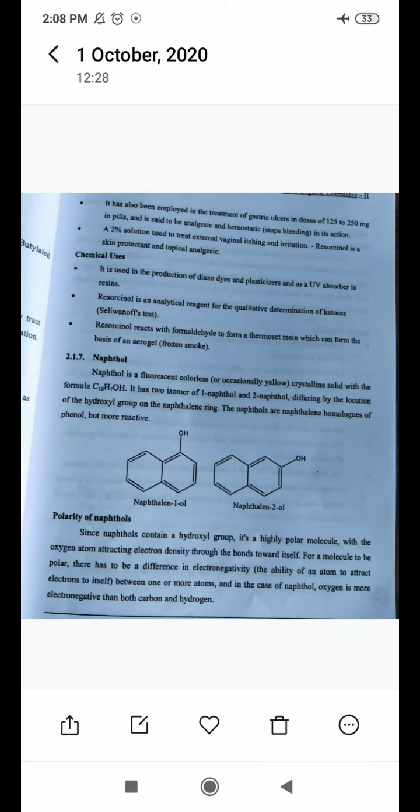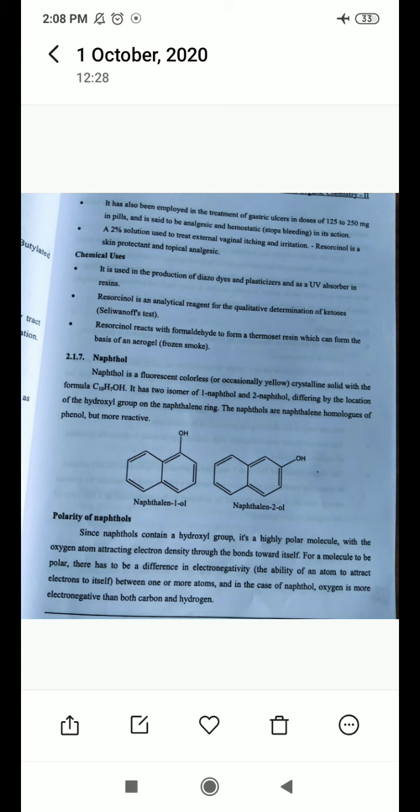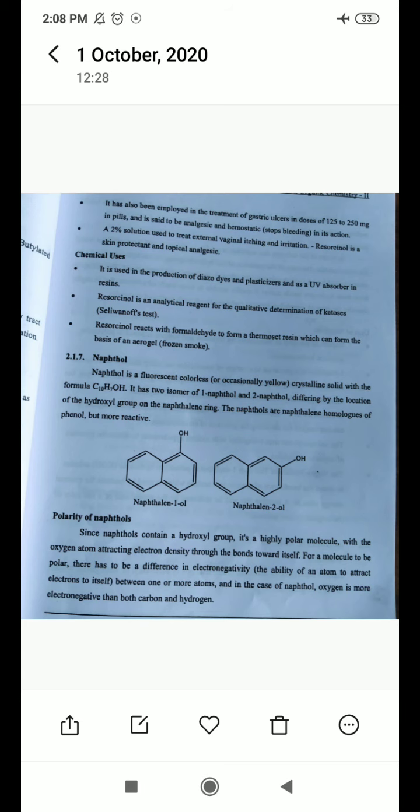Then the polarity of naphthols. Why is the naphthol ring polar in nature? Because it contains the hydroxyl group. In the hydroxyl group, oxygen is attached with hydrogen. Oxygen is more electronegative in nature. What is the characteristic of that electronegative nature? It pulls electrons towards itself. So the polarity of that particular ring, or organic structure, increases. This is the reason behind the polarity of naphthalene.